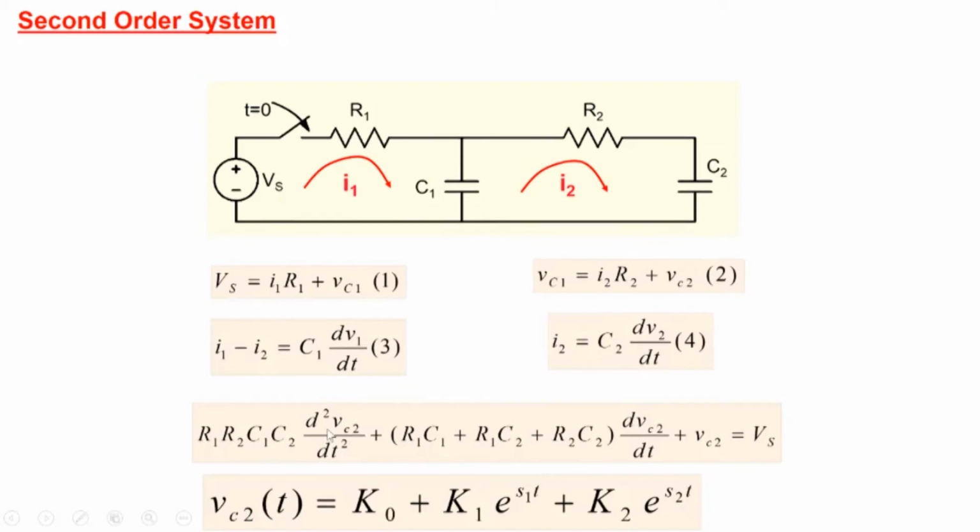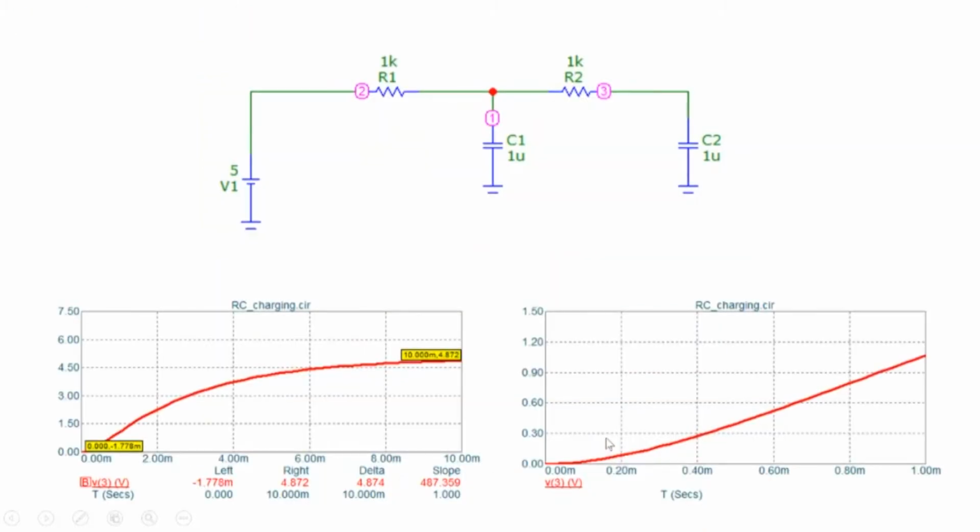In this case, we can show that the output voltage will have two time constants, e to the power s1t and e to the power s2t. So two time constants will be there, unlike a single RC circuit or an RL circuit, which was characterized by a single time constant. So now things become more complicated. Let me show you an example here. We have an RC circuit with two resistors and two capacitors, both of them the same. And we are looking at, let's say, the charging of this particular capacitor. At first glance, it seems that the charging is just like we are charging a normal single RC circuit here.